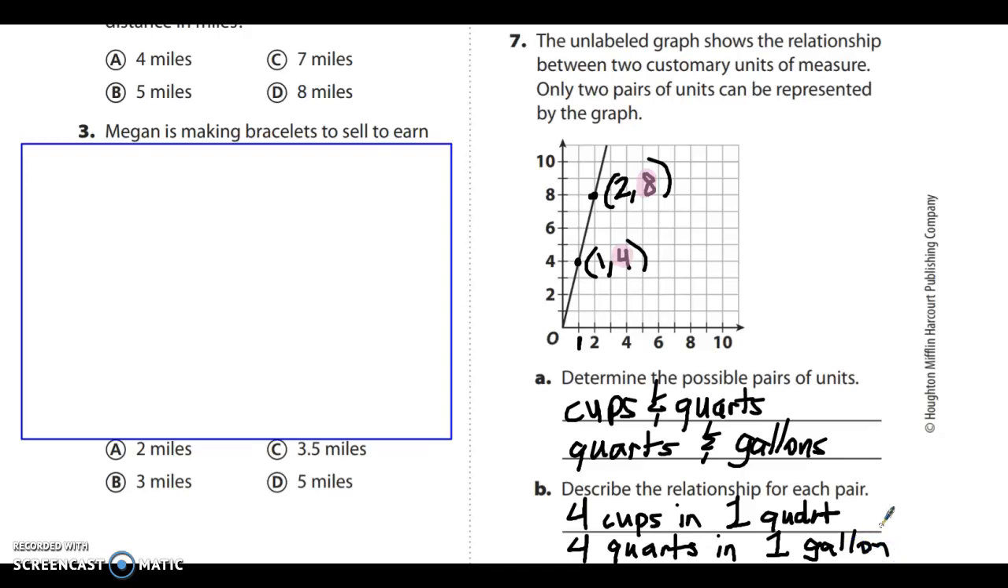And I kind of want to go back and talk to you about how this would make sense. This could be, I'm just going to pick one of them. I'm just going to pick gallons. If this were the gallons right here, then this would be the quarts. And 1 gallon would be 4 quarts. And 2 gallons would be 8 quarts. And 3 gallons would be, it's off the chart, but it would be 12 quarts.